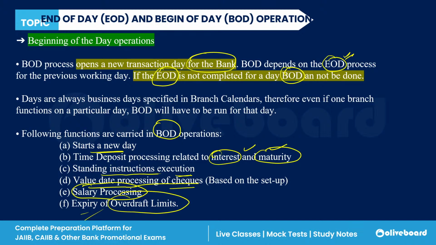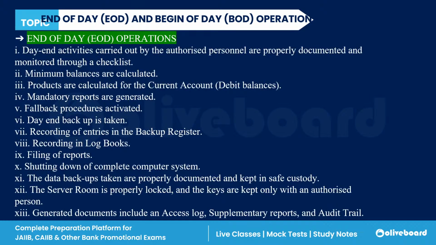You have to validate processing of the checks. Then there is salary processing. Then you have to see the overdraft limit. If there is any expiry of the overdraft limit, you have to see that also. Clear? Now, end of the day operation.